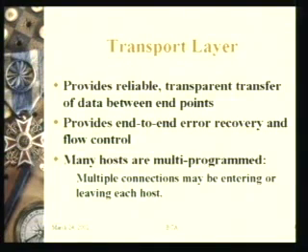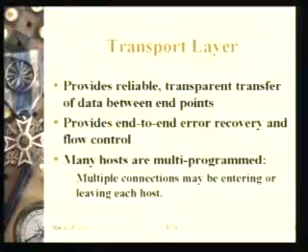The below three layers, that is physical, data link and network layer, used to worry about each and every station in between which is falling onto the path, whereas this transport layer will talk about only Delhi and Bombay. All those intermediate stations will be taken care of by the bottom three layers. It provides end-to-end, that is what end-to-end is, error recovery and flow control. Many hosts are multi-programmed, with multiple connections entering or leaving each host, so you can get multiple connections at the same time.